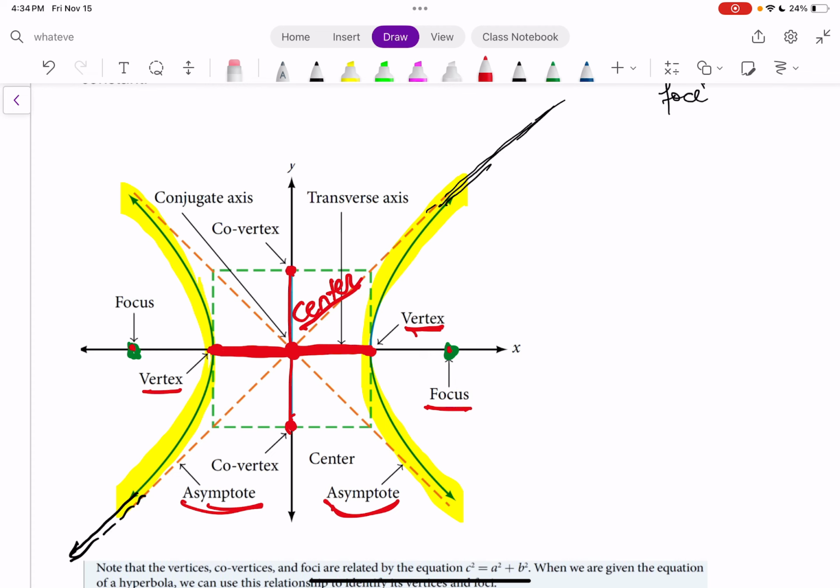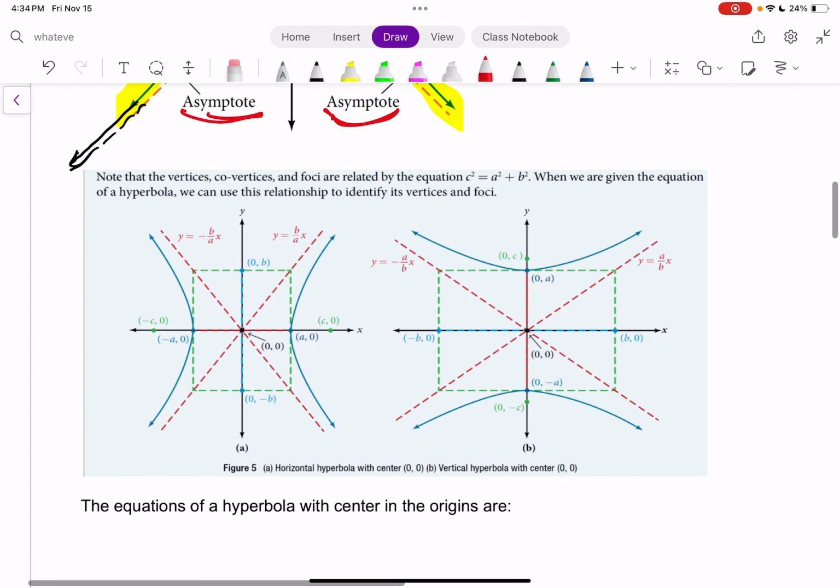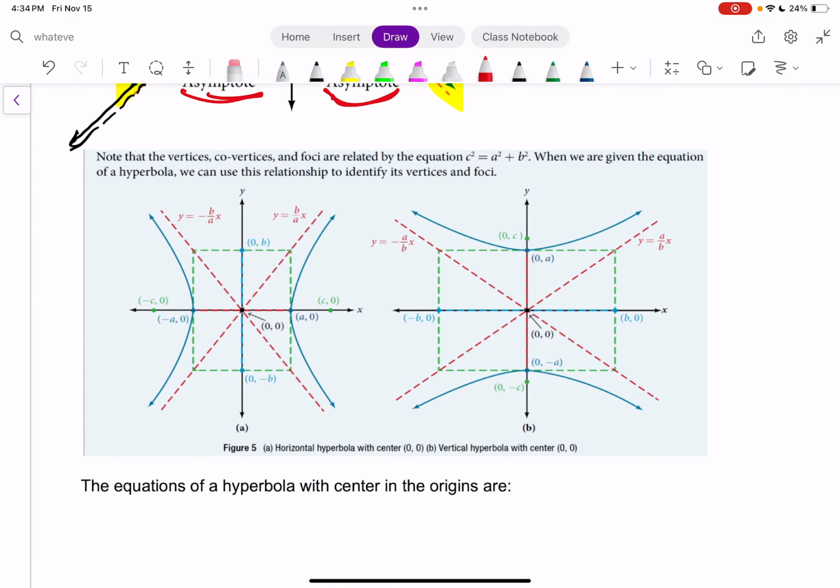Okay, so number one, what does the equation of a hyperbola look like? So same thing, we will first start with a hyperbola that's centered at the origin. So as you see from these two pictures, the hyperbolas are either going to open left and right alongside the x-axis, or the hyperbolas can open up and down alongside the y-axis.